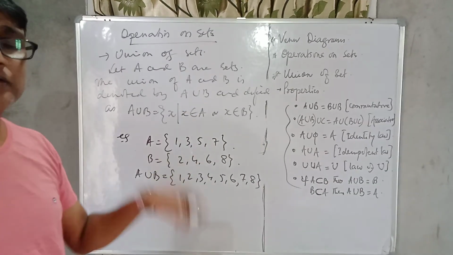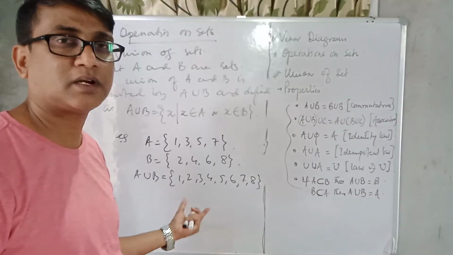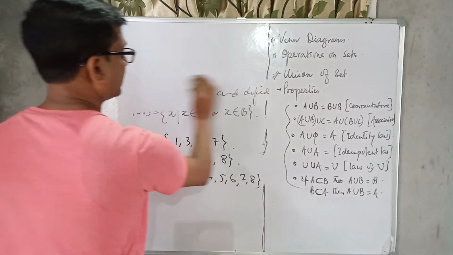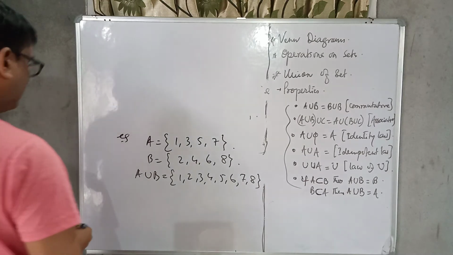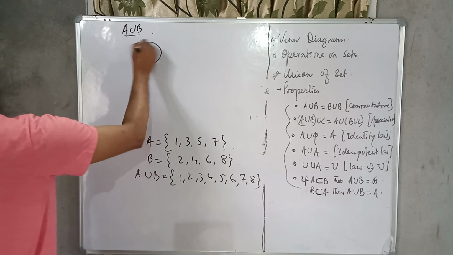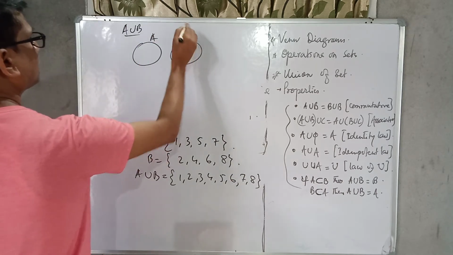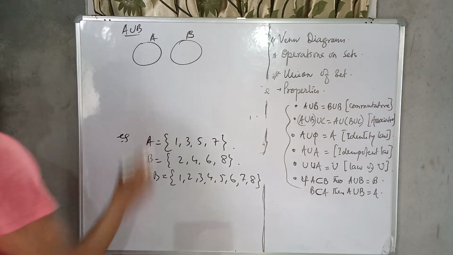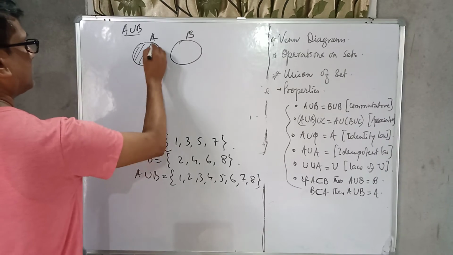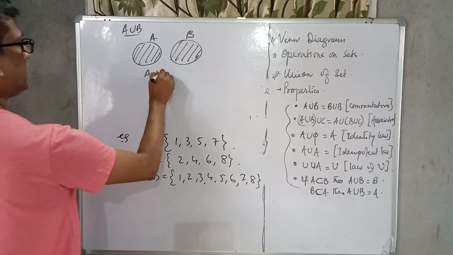Now how can you define this, or find the relations on these things with the help of Venn diagrams? Let's see Venn diagrams for A union B. This is A, this is B. If there are no common elements, that is disjoint, not joint. So this will be A union B.